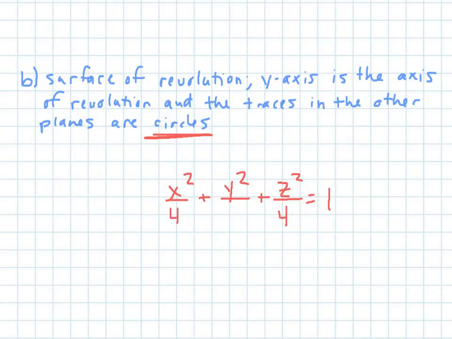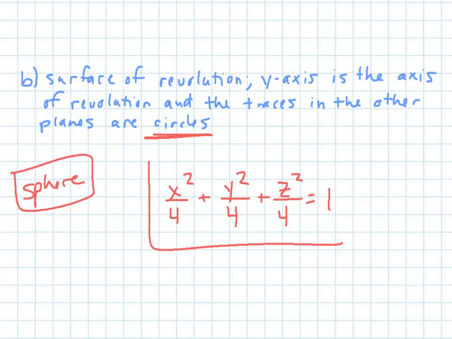Now, for this one, because the other traces are circles, that means when you block out z squared, the y squared needs to match the x squared, and if I block out the x squared, the y squared needs to match the z squared. So because I picked 4 and 4 for z squared and x squared, I need to put 4 underneath my y squared. So this one actually ends up being a sphere. And that would be my answer.